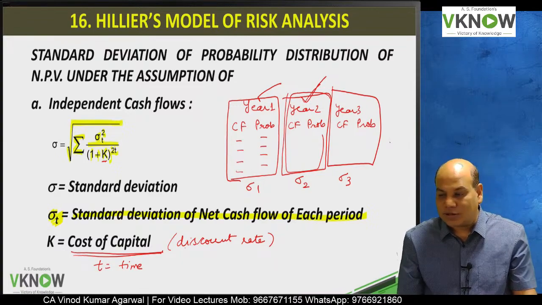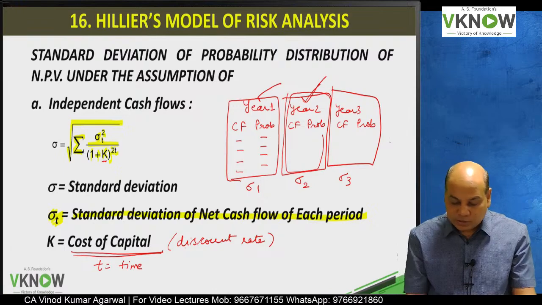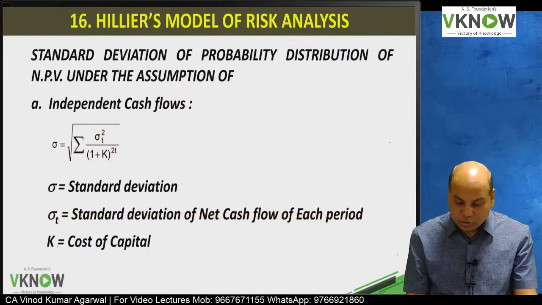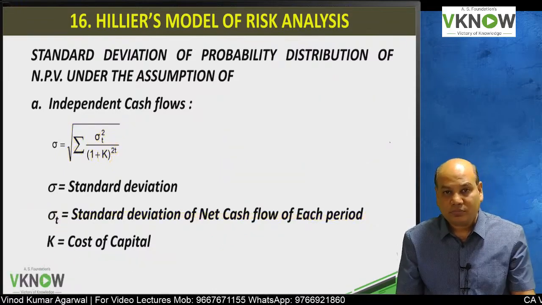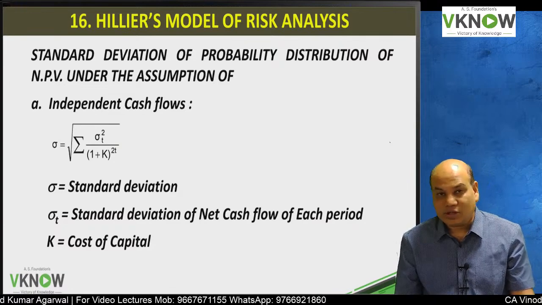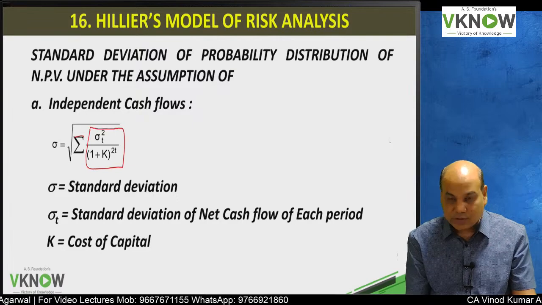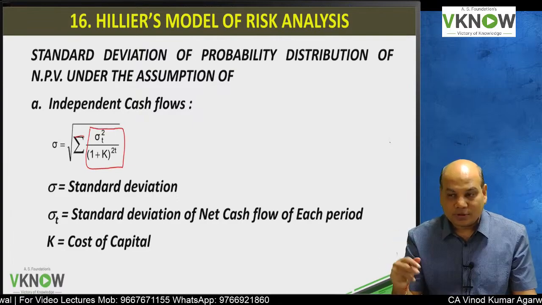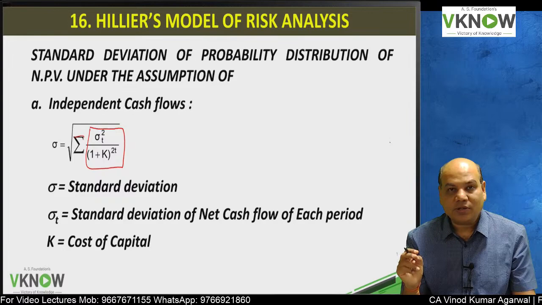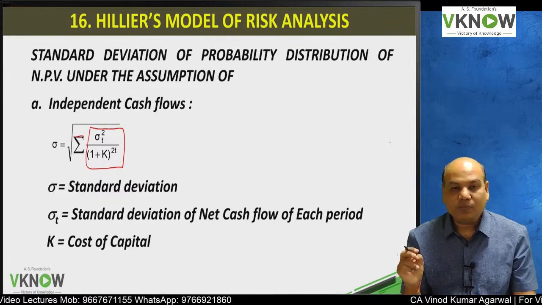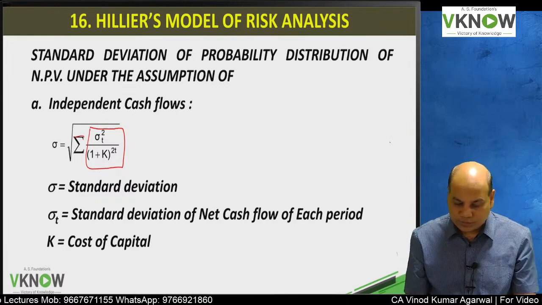Formula I will revise again. The formula we will not be able to derive in the classroom, and it is not required also. Under root summation. Summation means you will calculate this for each year, take the total, then take the square root: summation sigma t square upon 1 plus k to the power 2t.